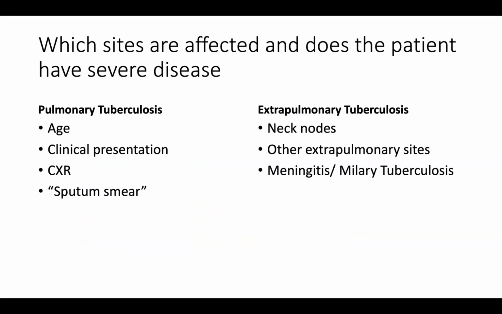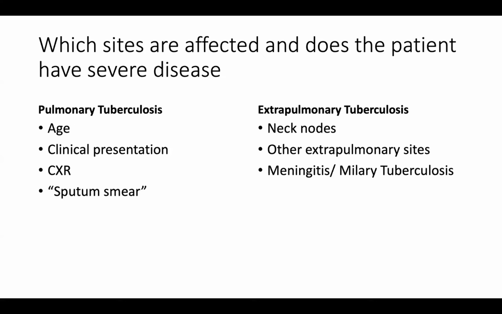If we want to treat disease, we want to really know which sites are affected and if the patient has severe disease. So sites, we want to know about pulmonary tuberculosis, for instance. We want to know about the age of the patient, what is the severity of the clinical presentation, and the chest radiograph. And though it's rarely done, if a sputum smear was done, you want to know that result.